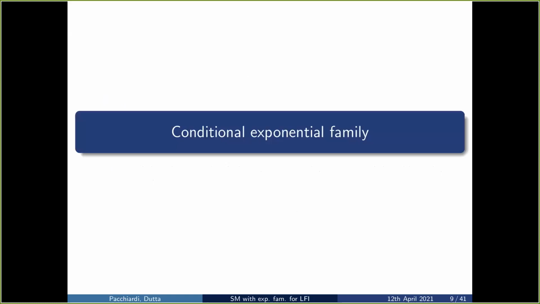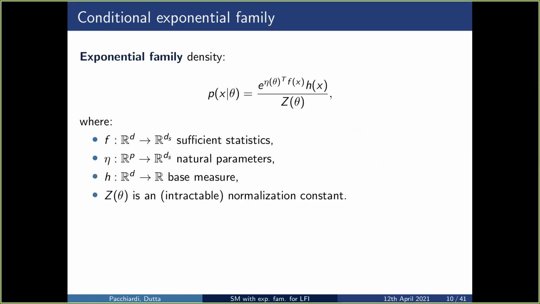Now, what is this conditional exponential family, and where do we suddenly come up with it? The exponential family density we are considering is a generalization of the standard exponential family, where eta of theta is the natural parameters. So you have p many parameters, and we are mapping to ds many natural parameters. So this eta is a function, and we are considering it to be unknown. And then we have the sufficient statistics f, which maps from the data space R^d to the sufficient statistics space R^ds. And then we have the base measure h(x). And then, of course, we have a normalization constant.